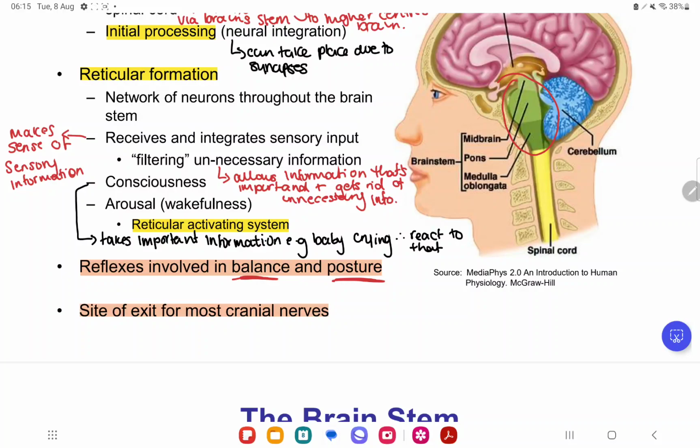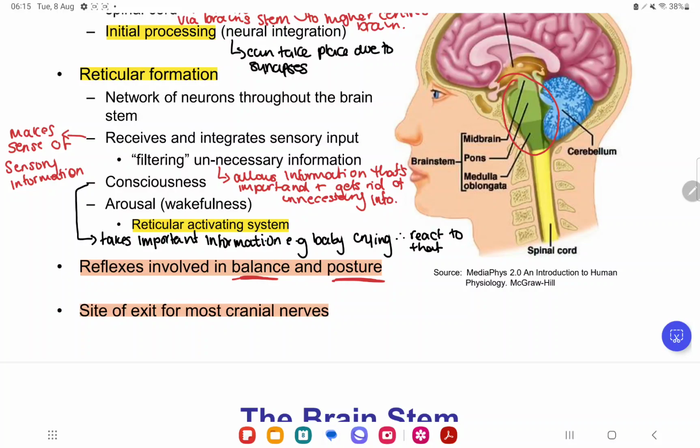And in reticular formation, this is where consciousness happens. With consciousness, it takes important information, and it allows us to be conscious to things, basically react to things. And sorry, I missed out that in reticular formation, there's also a filtering process, where the brain allows information to be filtered. So it takes information that's important and filters out information that's unnecessary.